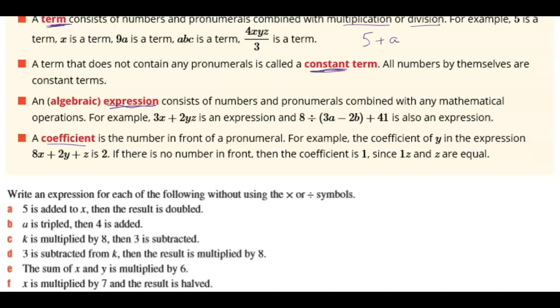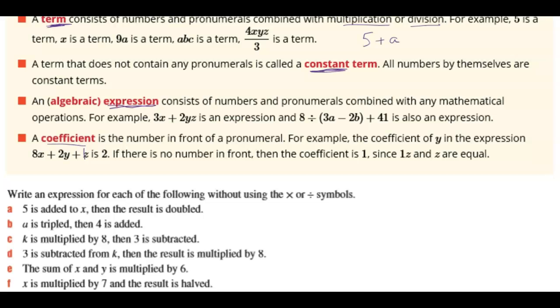For example, the coefficient of y in the expression 8x plus 2y plus z is 2. So the number in front of the y is 2. The number in front of the x is 8, so the coefficient of x is 8. And we don't have a number in front of z, but there is in fact a number 1. So the coefficient of z is 1. Oh, and that's what it says just here.